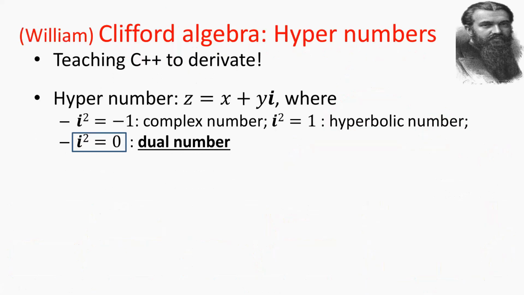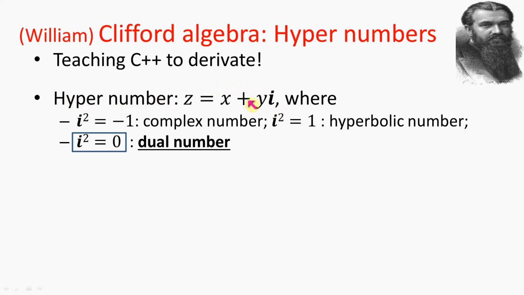So the solution is to compute derivatives analytically without any questionable numeric approximation. We could do it on a piece of paper, but this is tiring. Our goal is to do it automatically in a computer program. We want to teach our C++ program to derivate as well. The tool which can be used for automatic derivation is the family of hypernumbers.